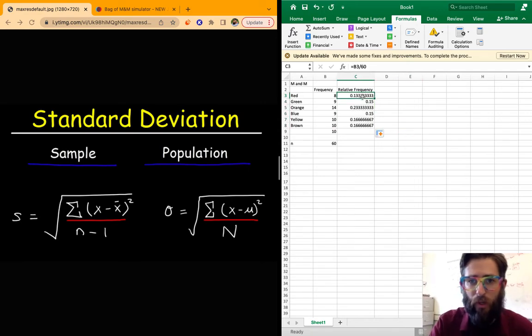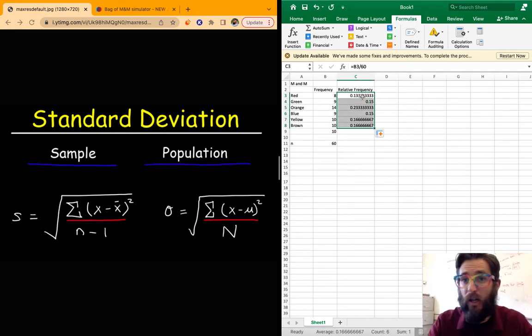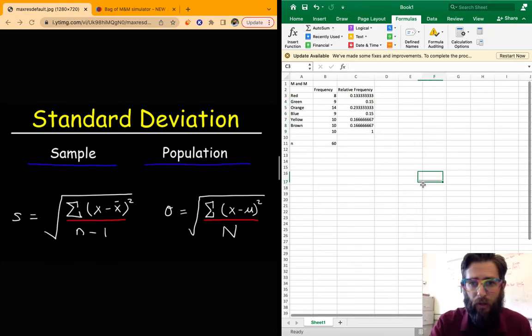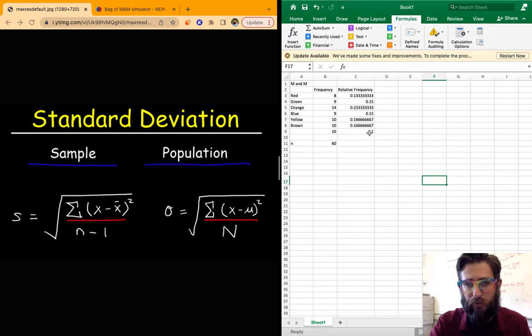The cool thing about relative frequency is if we add it all up, it's going to add up to 1. So if we do that work and take the sum of all of these relative frequencies and it adds up to 1, that tells me that we are in really good shape.